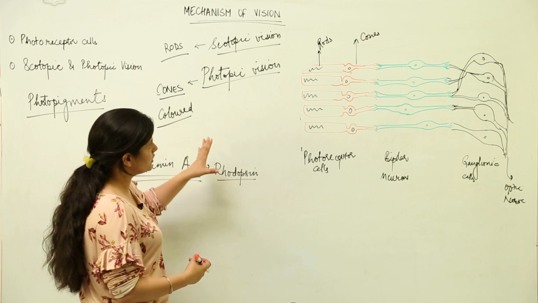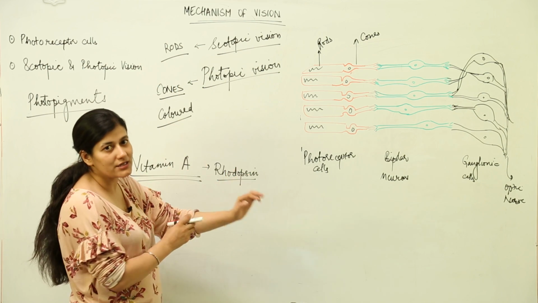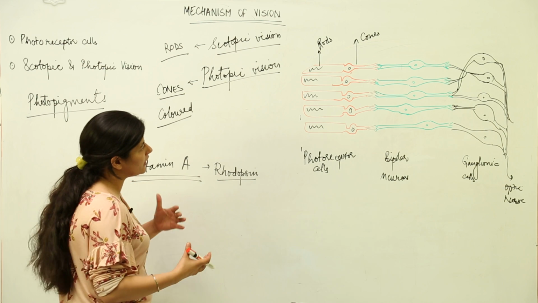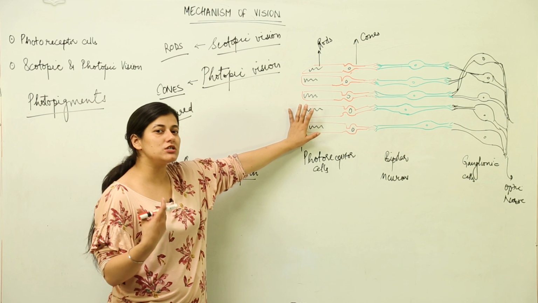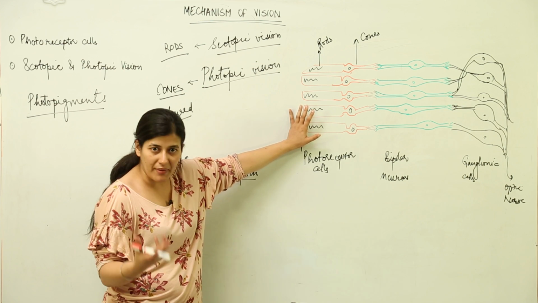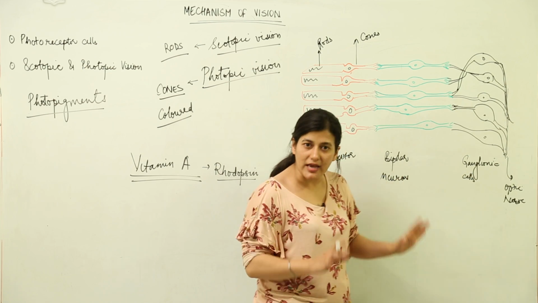Now coming back to the mechanism of vision. See, this is all the introductory part. Now what is going to be in the mechanism of vision? These cells are to be stimulated. The stimulation is going to generate some sort of impulse. That impulse has to go to the brain through the optic nerve. So that is what has to take place.